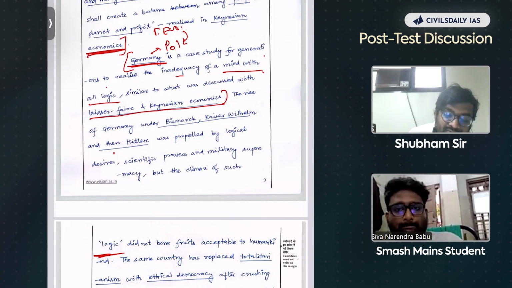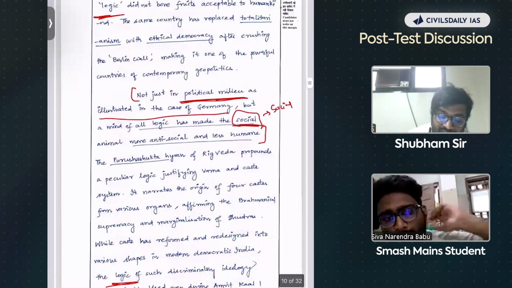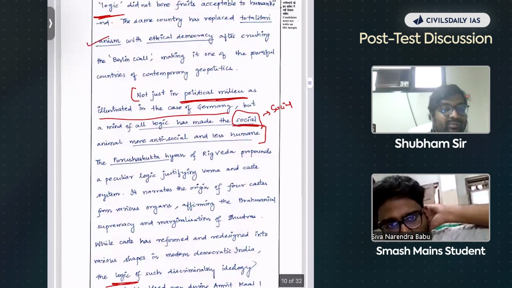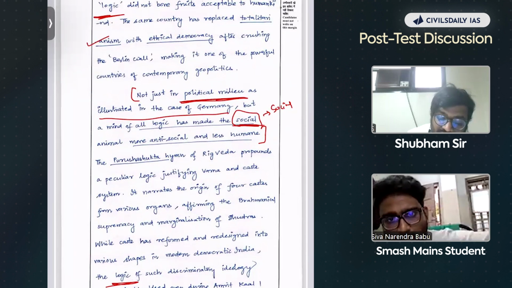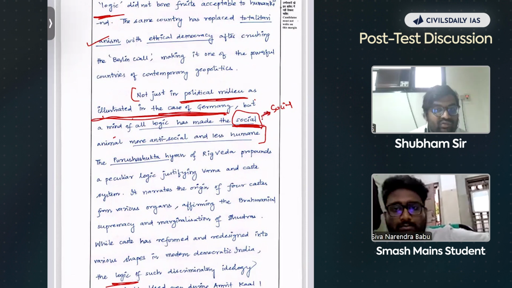Realize the inadequacy of mind with all logic, similar to what was discussed with laissez-faire and Keynesian economics. A connecting statement here also. So here he covered the Germany aspect. Not just political millennium, as illustrated in the case of Germany, but a mind or logic has made the social animal more antisocial and less human. So here he shifted to the social aspect.